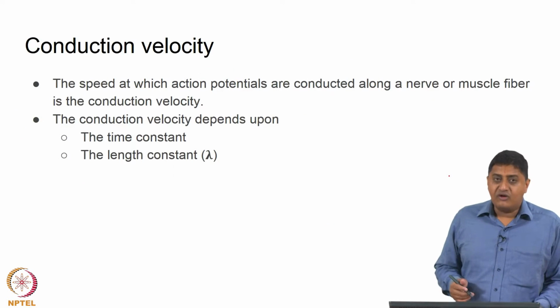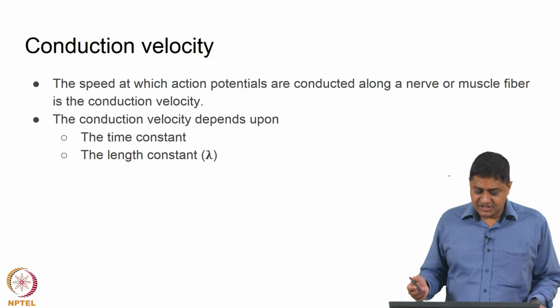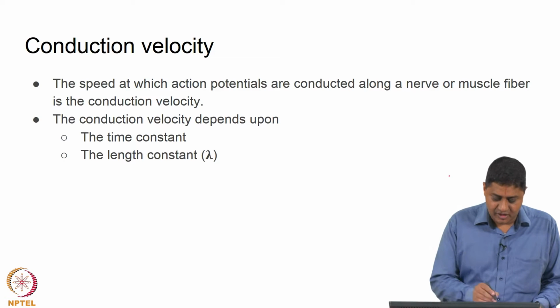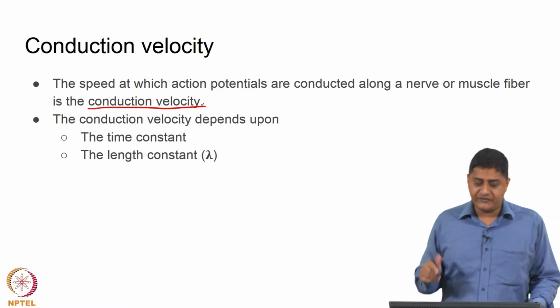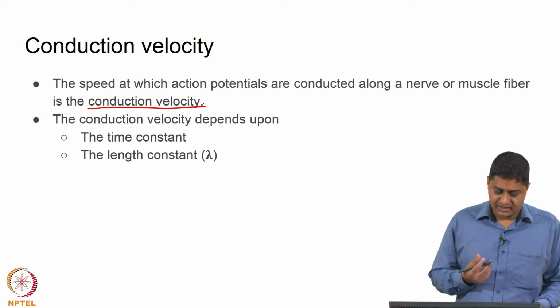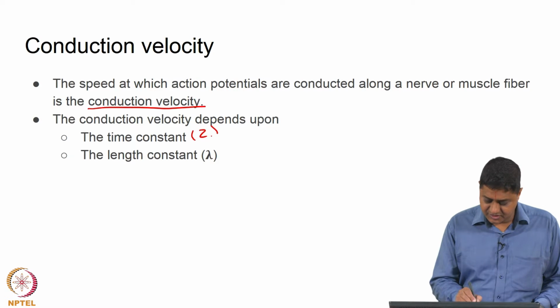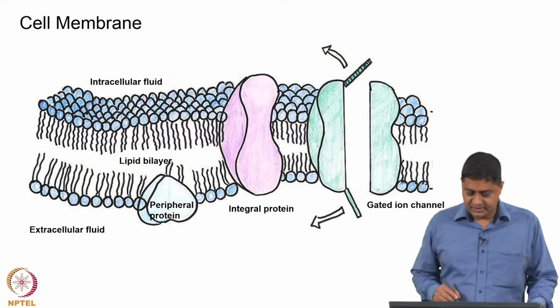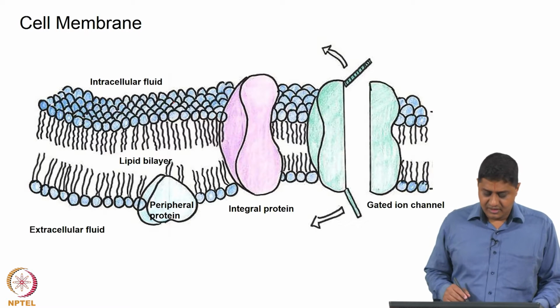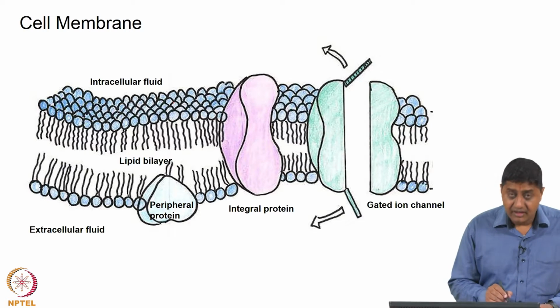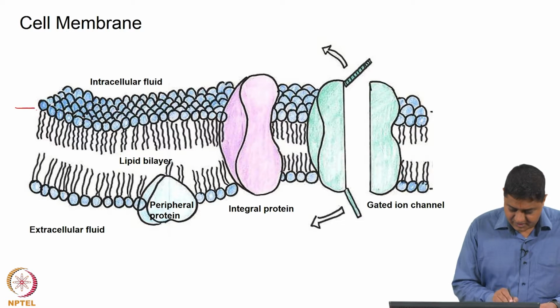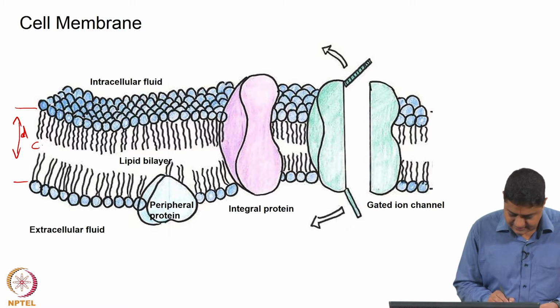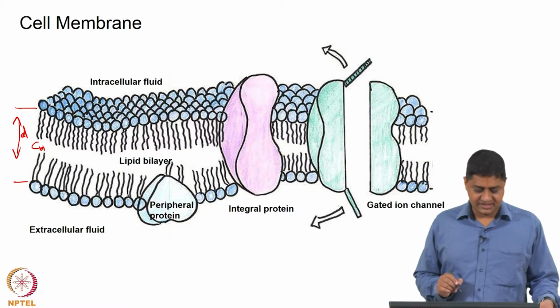Then the next point is about how fast this can travel. The speed at which action potentials are conducted is called the conduction velocity, and there are two factors that govern the conduction velocity. One is the time constant tau, the other is the length constant lambda. Now, let us remember that the cell membrane can be considered to be a parallel plate capacitor. Okay. So, there is some distance d, and this parallel plate capacitor has, say, some membrane capacitance Cm.